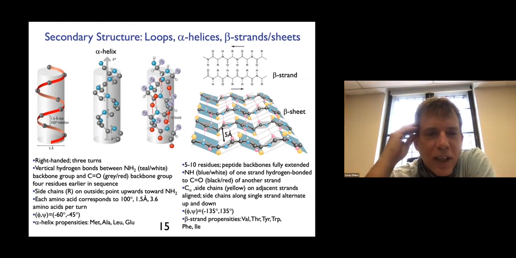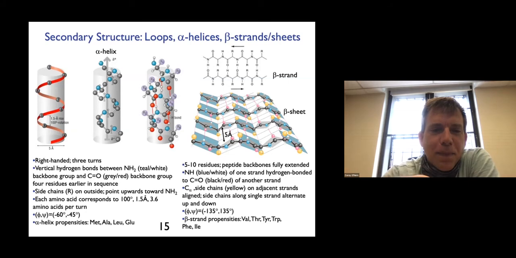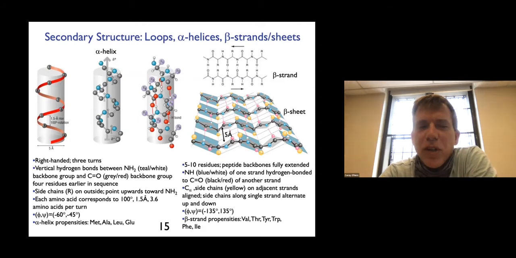Now, with the alpha helices, you need a few amino acids to form a helix. In an alpha helix, each amino acid makes a 100-degree rotation, and so you need 3.6 amino acids to make a complete turn. So you need between 3 and 4 amino acids to get back to the same orientation in the alpha helix.